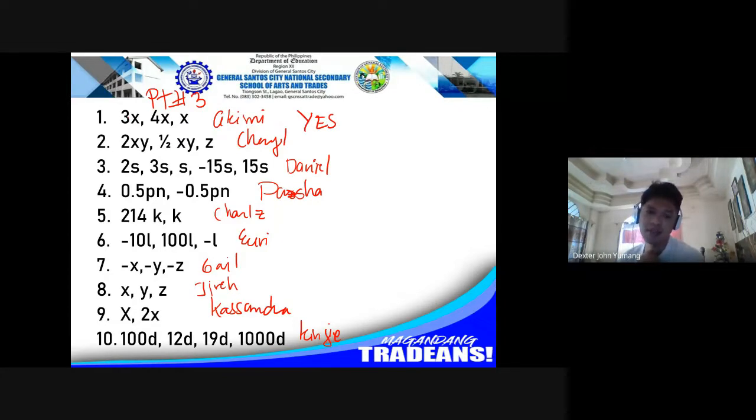So, bakit po? Ano pong variable niya dito or literal coefficient? That is x. Dito naman po si x. Dito naman po si x. Do they have the same variable or literal coefficient? Yes, that is x and x and x. That's why, kung pareho sila po ng lahat ng variable or ng letters na ginamit, the answer is they are similar. Okay, similar terms. Yes po ang sagot dito.